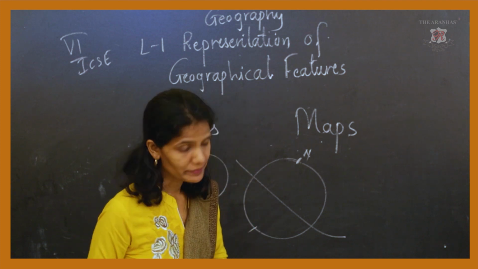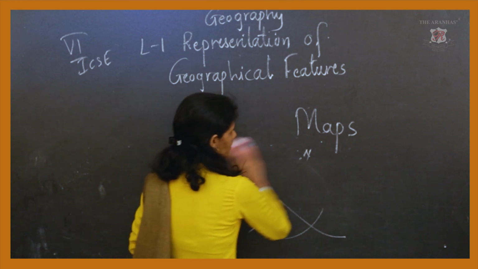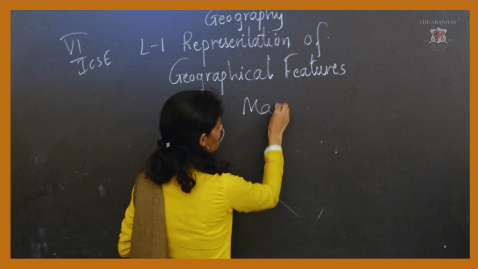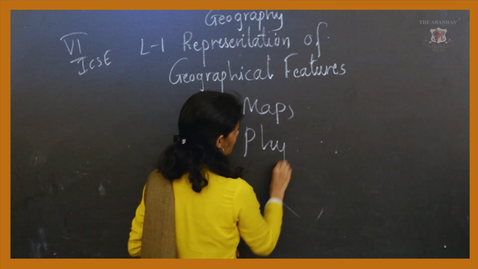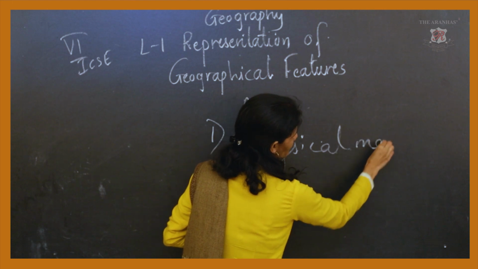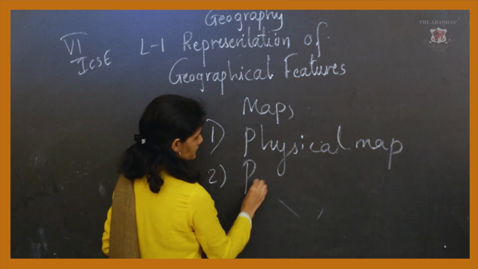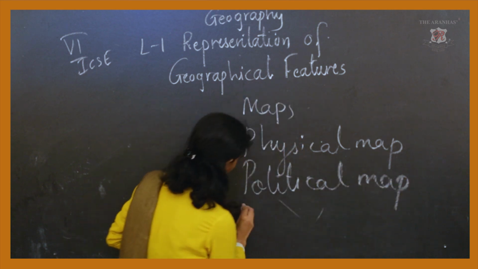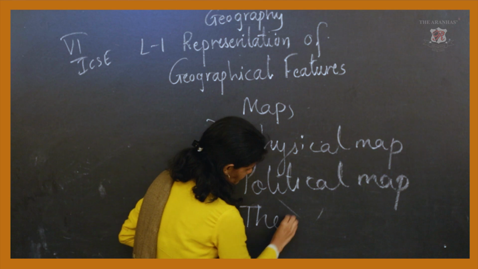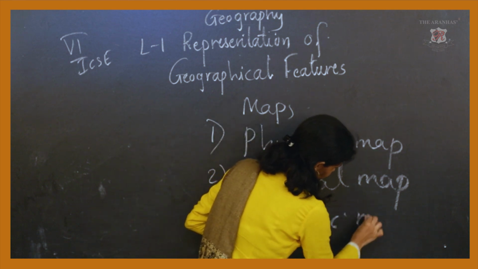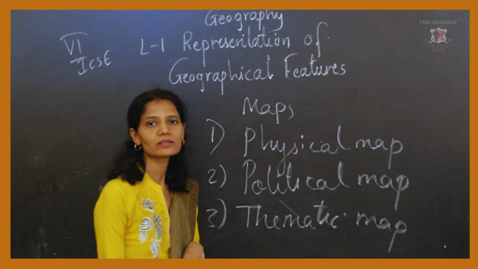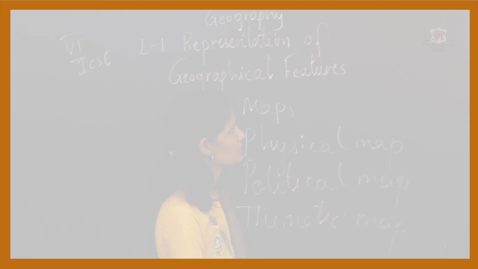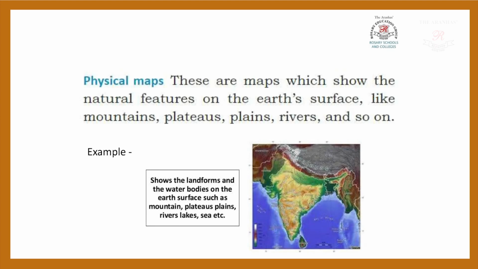Now types of map. We have different types of map. In maps we have physical map. Then we have a political map. We have thematic map. So in this session we are going to study about the different types of maps. Okay, so we'll just go through it. First we'll see the physical map.